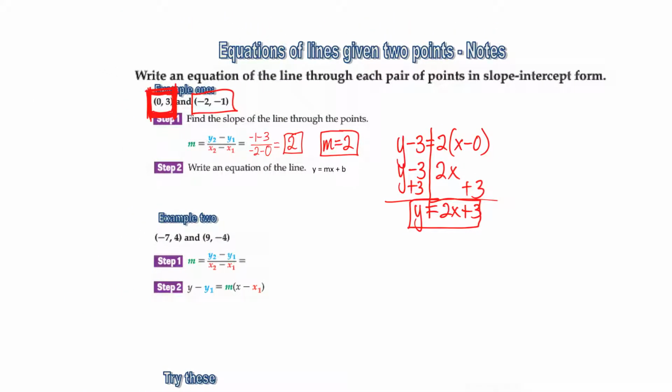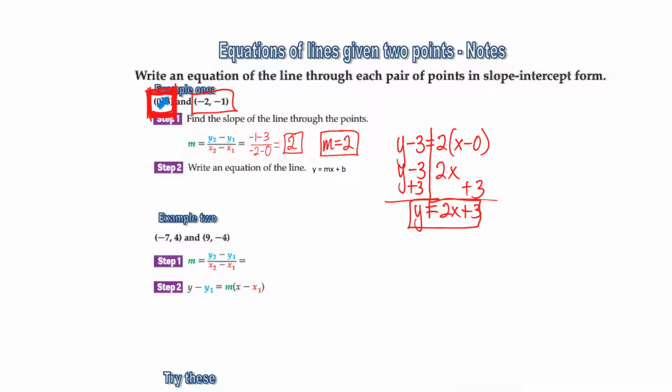Now, if you think about that, it makes sense, right? Because this 3 right here, what is this positive 3 out here by itself? What is this talking about? The y-intercept, right? The 2 is the what? The slope. The 3 is the y-intercept.